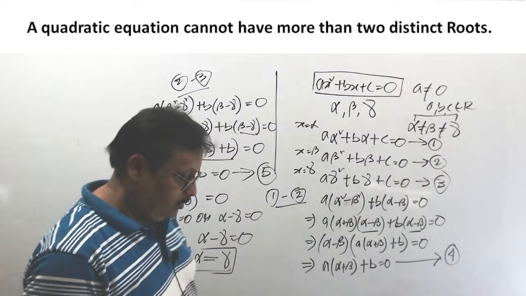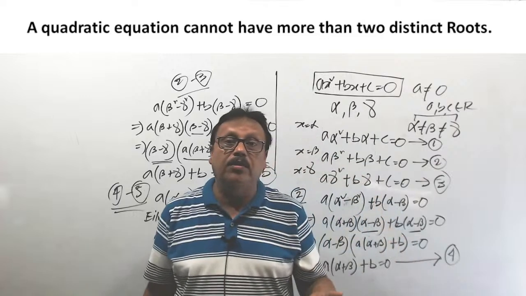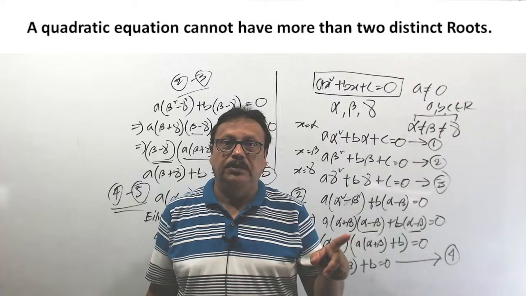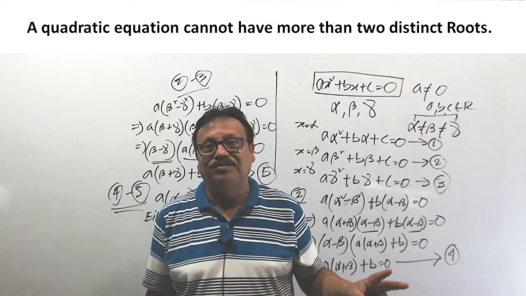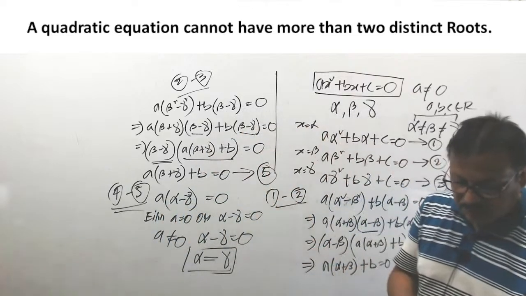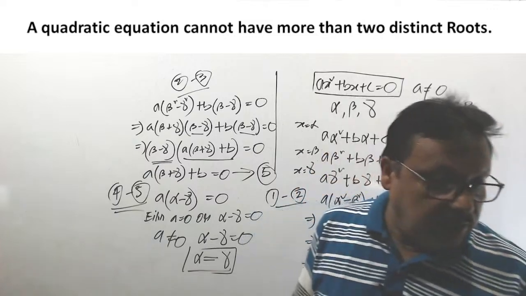That means any quadratic equation cannot have more than 2 roots. Not possible. Okay, I think understood. By the contradiction method, we proved it. Okay, what's the next one?